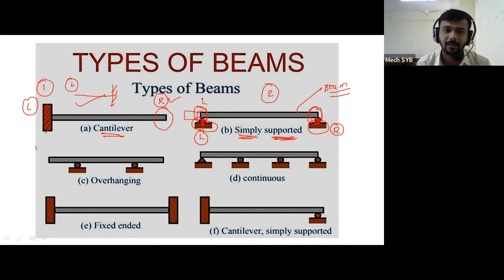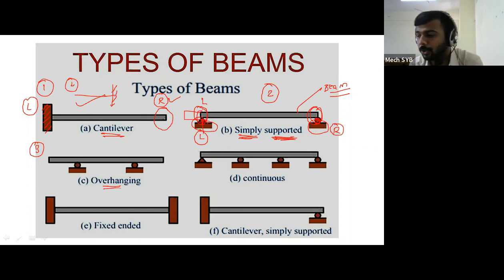Okay, then third, this is called an overhanging beam. If you see figure number 2 and figure number 3, in figure number 2, in the simply supported beam, there are two supports. In the overhanging beam also there are two supports, but there is a basic difference between figure number 2 and figure number 3, and due to that difference only the figure 3 beam is called an overhanging beam.